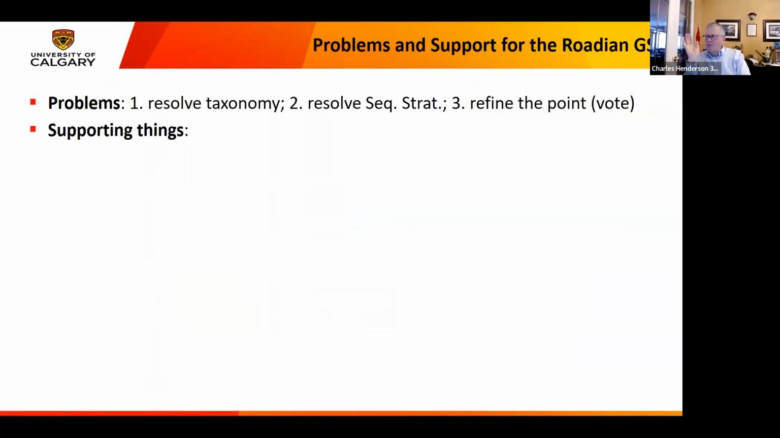So the problems for the Rhodian GSSP, and I'll do the Wordian much more quickly. We need to resolve some taxonomy. We need to resolve the sequence stratigraphy.